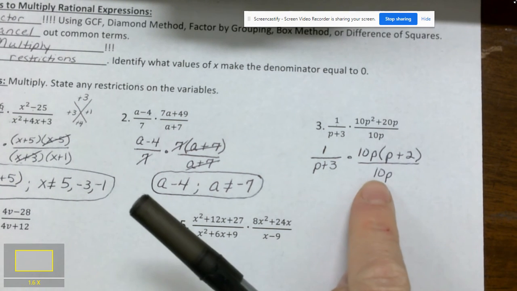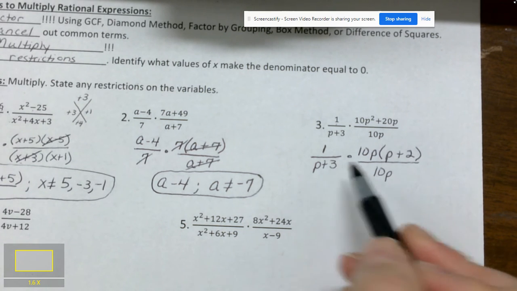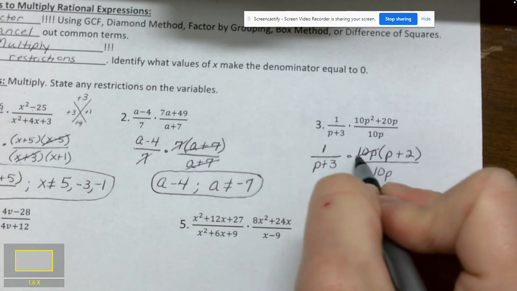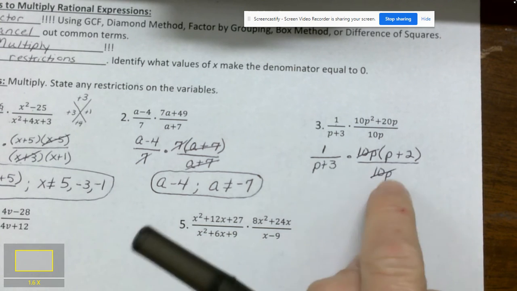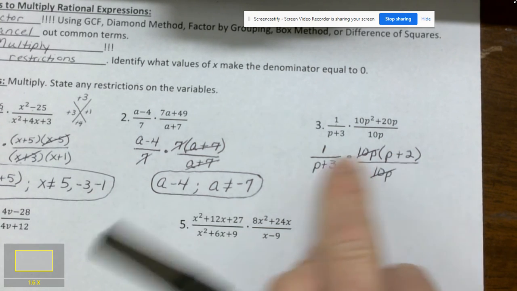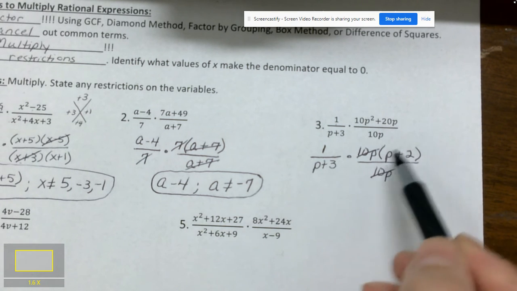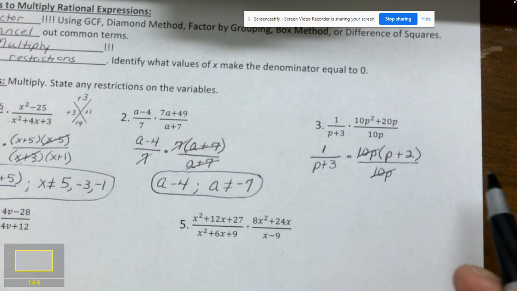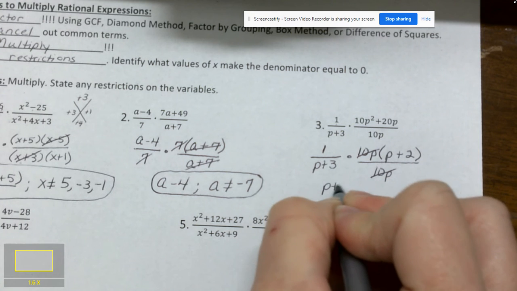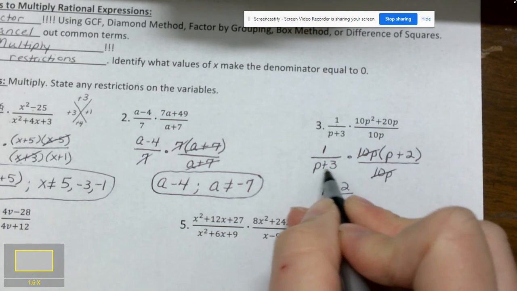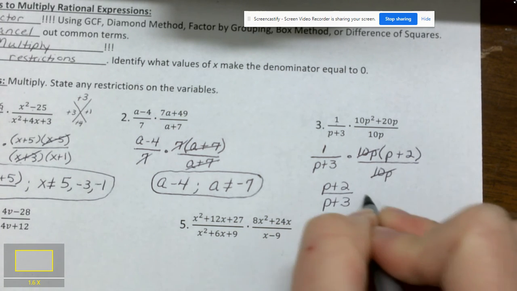Okay, so now that I've factored, we determine what we can cancel. All right, top to bottom here, we can't cancel anything. Top to bottom here, we can cancel the 10p. Now, can I cancel anything diagonally this way? No. What about diagonally this way? No. Don't try to cancel just those p's. It's p plus 3 and p plus 2. So those are two different things. I can't cancel them. All right, so now we multiply. 1 times p plus 2, that's p plus 2. And then p plus 3, this is like having a 1 over here because everything canceled. So that's going to be just p plus 3.